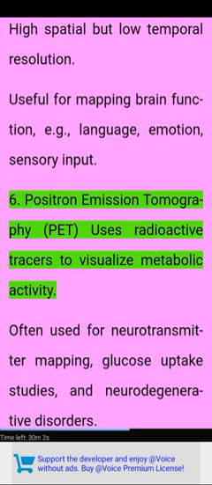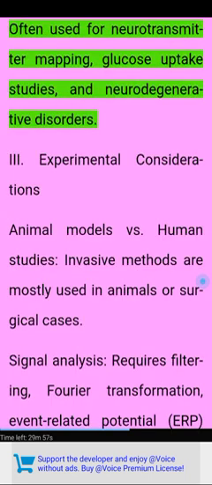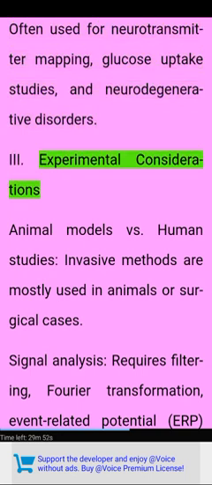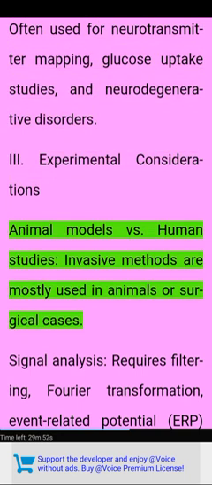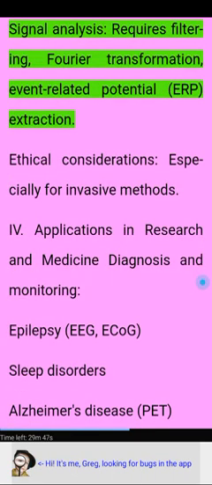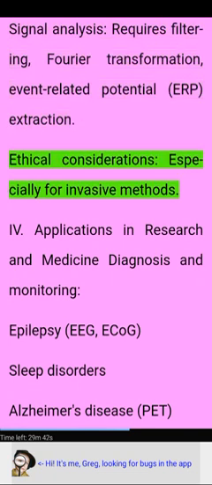6. Positron emission tomography, PET, uses radioactive tracers to visualize metabolic activity. Often used for neurotransmitter mapping, glucose uptake studies, and neurodegenerative disorders. 3. Experimental considerations. Animal models versus human studies. Invasive methods are mostly used in animals or surgical cases. Signal analysis requires filtering, Fourier transformation, event-related potential (ERP) extraction. Ethical considerations, especially for invasive methods.